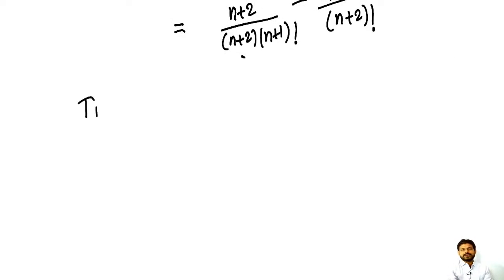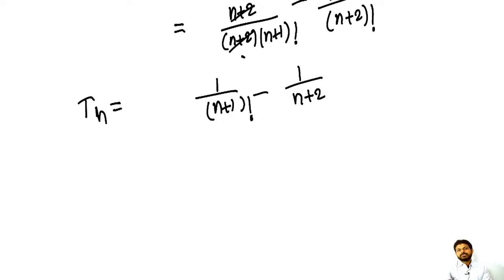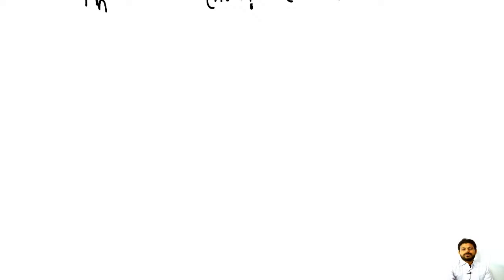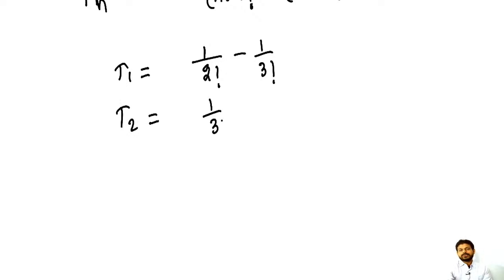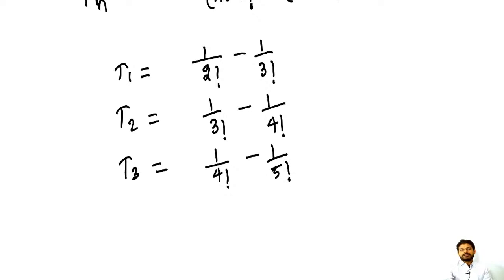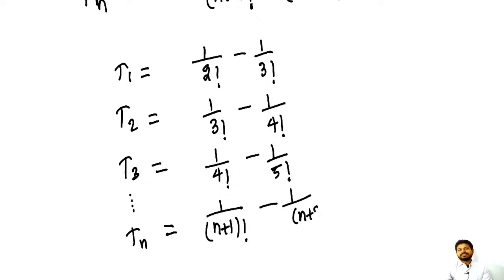Sorry, here n plus 2 over n plus 2 got cancelled. So further we can write Tn equal to 1 by n plus 1 factorial minus 1 by n plus 2 factorial, right? Okay, now T1 will be equal to 1 by 2 factorial minus 1 by 3 factorial. T2 will be 1 by 3 factorial minus 1 by 4 factorial. T3 will be 1 by 4 factorial minus 1 by 5 factorial, and so on. We can write up to the nth term, so Tn will be equal to 1 by n plus 1 factorial minus 1 by n plus 2 factorial.